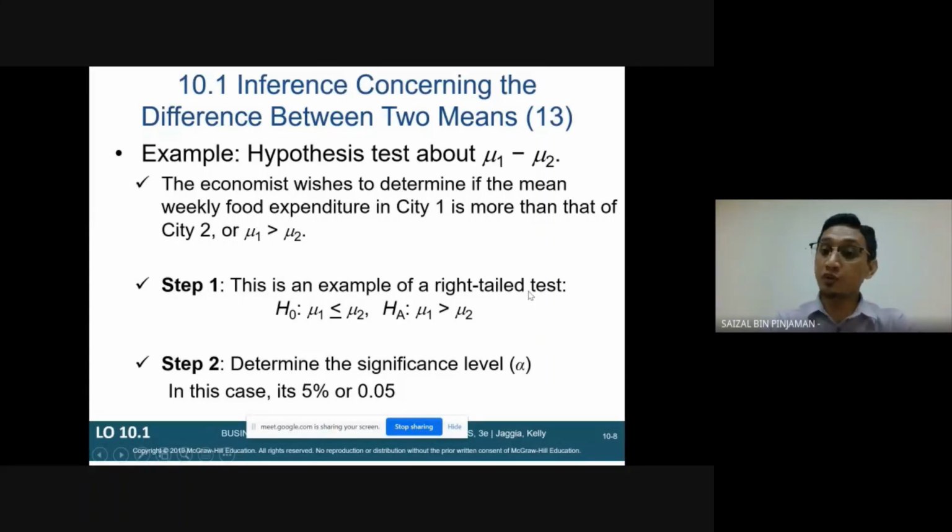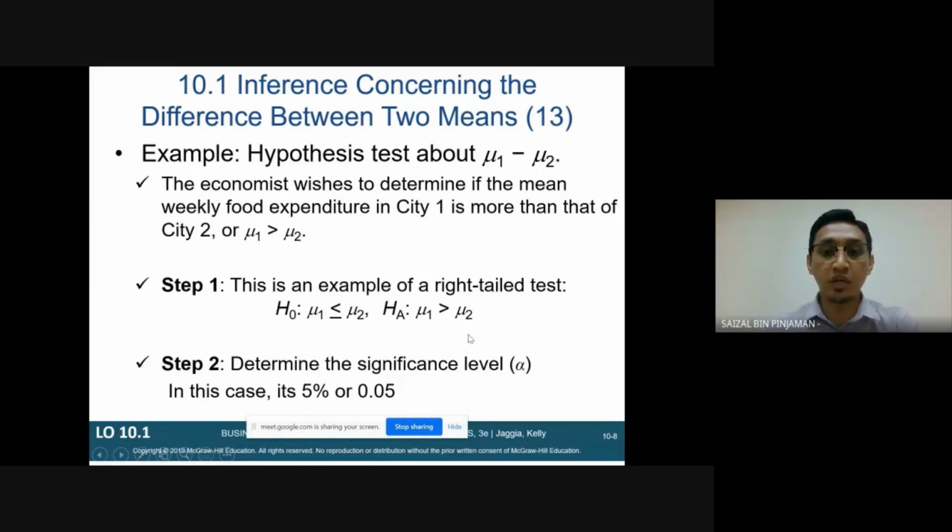Of course we know we are conducting a right tail test. So the economist, which is you, wishes to determine if the mean weekly food expenditure in city 1 is more than that of city 2. In other words, we are claiming that the average spending for city 1, which belongs to population 1, is larger than city number 2.